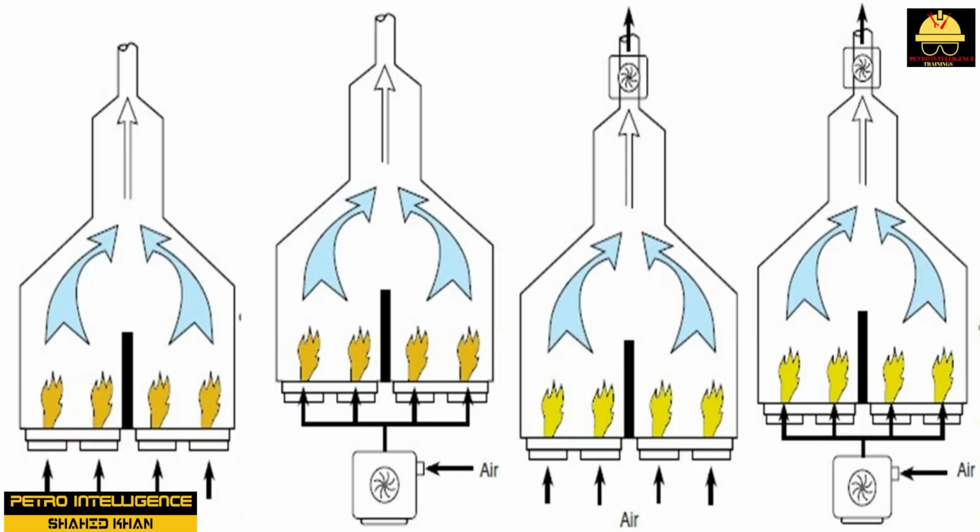Furnace types. Furnaces can be classified by several features: type of draft, number of fireboxes, number of passes, volume occupied by combustion gases, and shape. Draft. Furnace draft can be natural, forced, induced, or balanced.